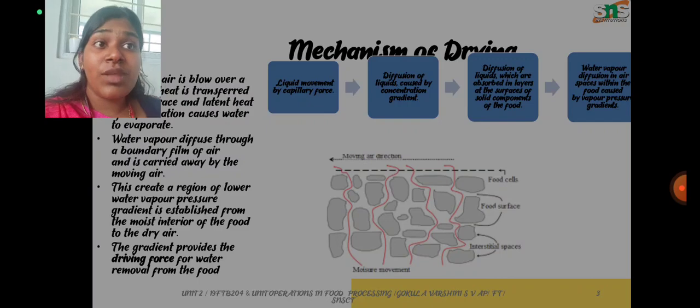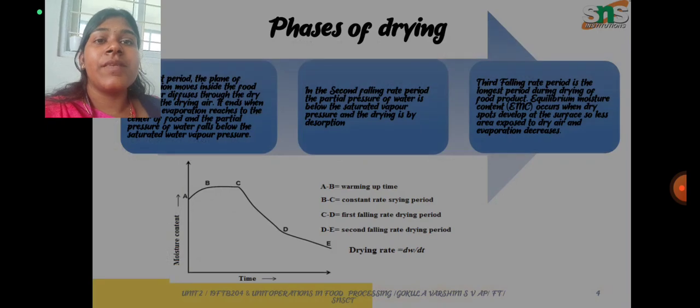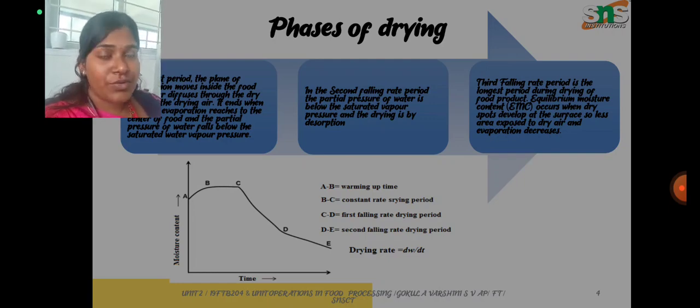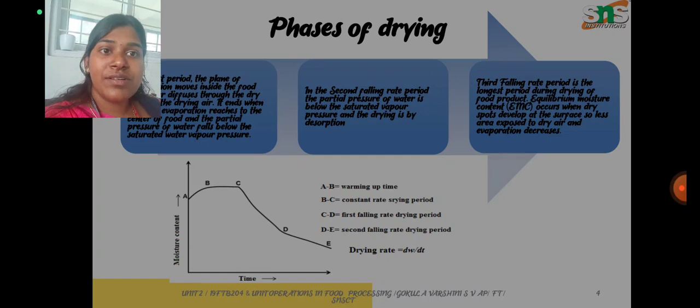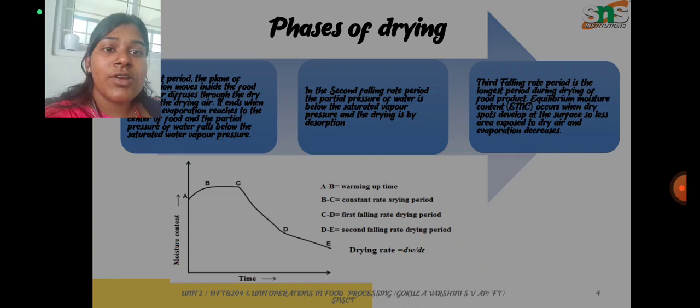And next we have seen about the mechanism of drying, that is, what is the mechanism happening inside the food during the drying process, and what makes the water molecules from the inside of the food come outside. And next we have seen about the phases of drying, what are the phases undergone by the food product, the water in the food product coming to the surface, and what is the falling rate period. And also we have seen about the drying curves and its phases, and the drying rate formula, that is dW by dt.